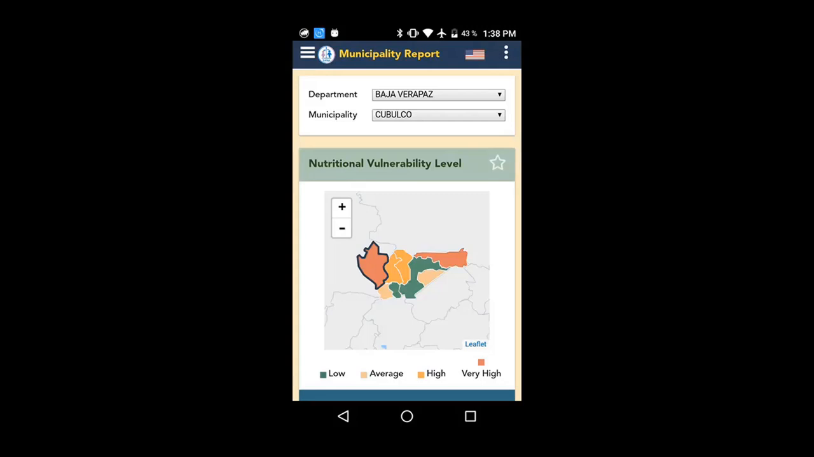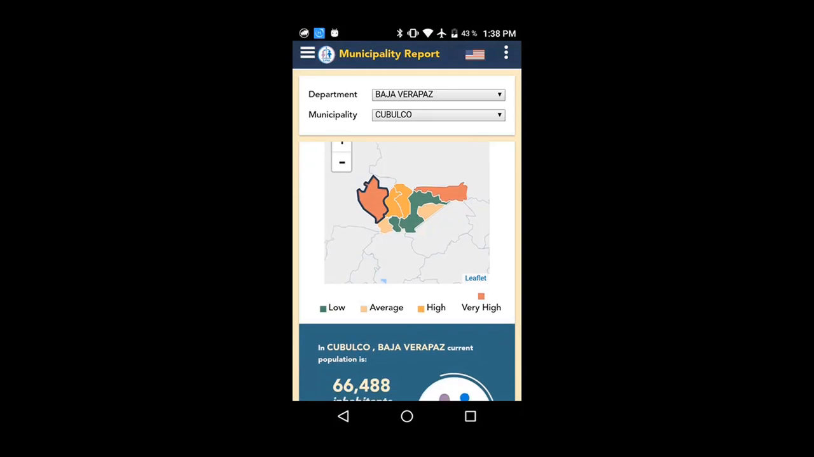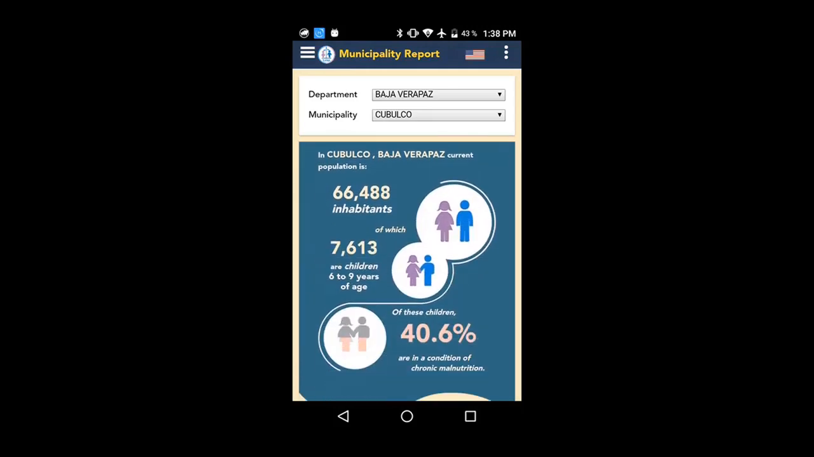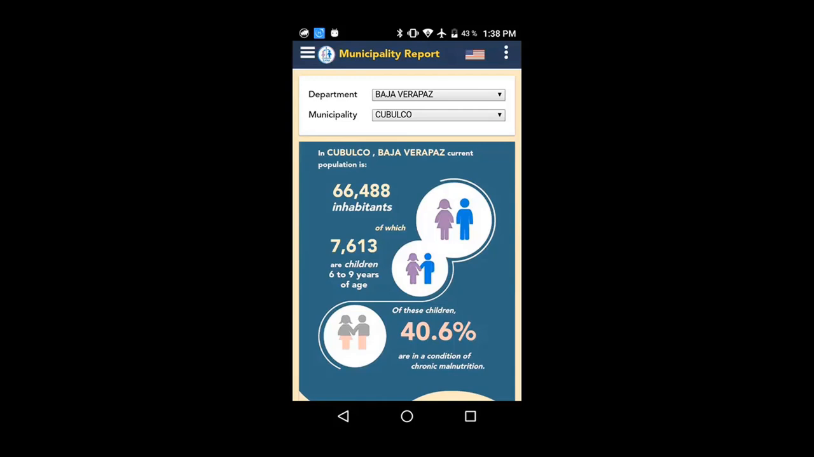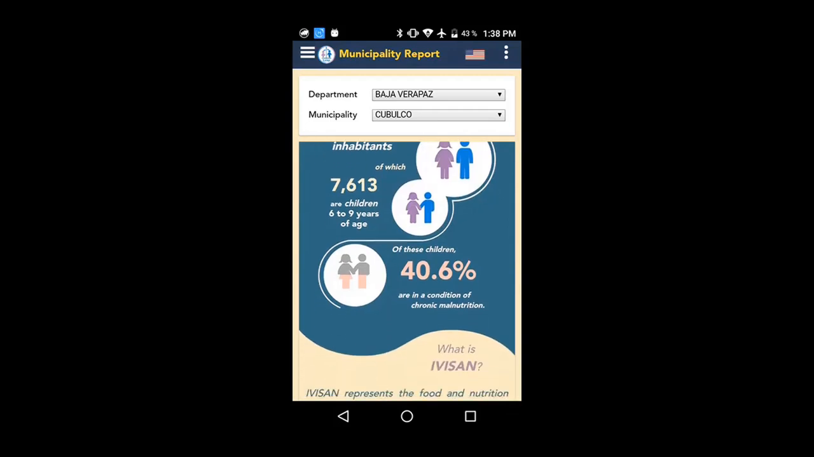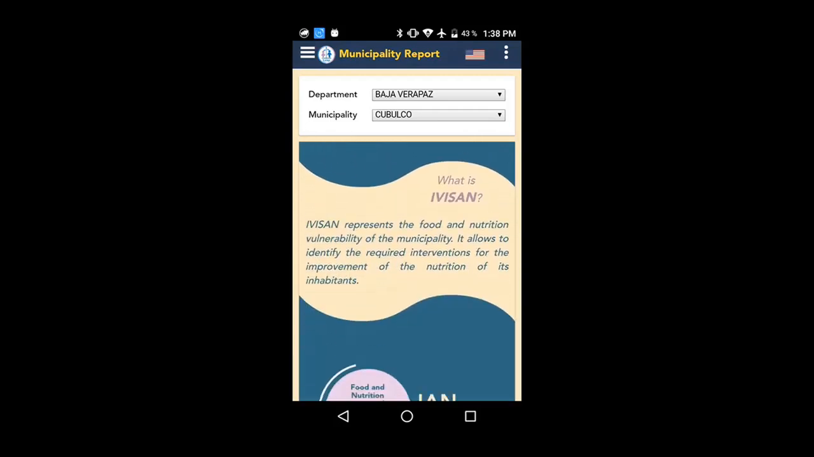So basically you start to look at the information for the municipality, how many inhabitants it has, how many of those are between the ages of 6 to 9 years old, and also that 40% of those children are in a chronic malnutrition state. So that's a huge problem in this municipality. It also shows the description of the index that we use to follow chronic malnutrition in Guatemala, and it gives you the breakdown of that index, how it's calculated.